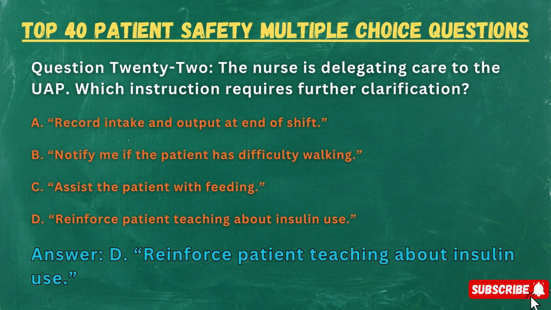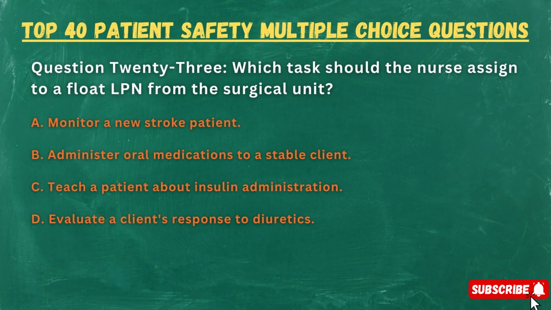Answer. C. Administer oral pain medications to a stable client. Question 23. A nurse notes a boggy uterus in a postpartum client. What is the first nursing action? A. Notify the healthcare provider. B. Start a second IV line. C. Massage the fundus firmly. D. Insert a Foley catheter.